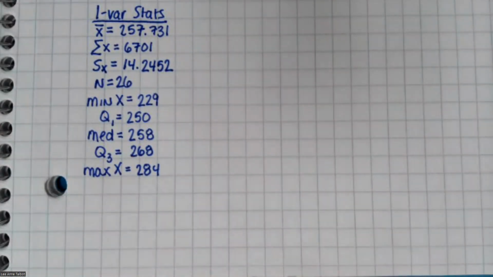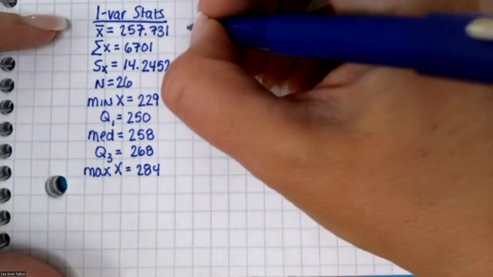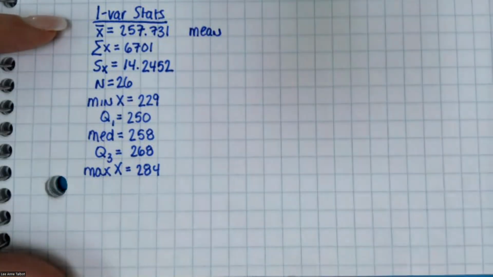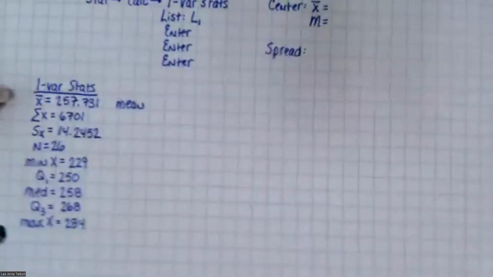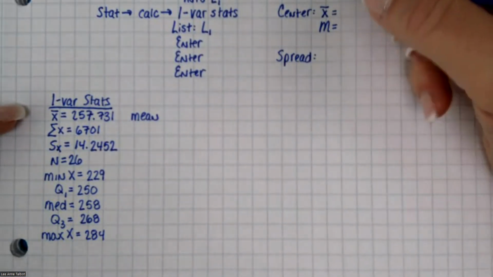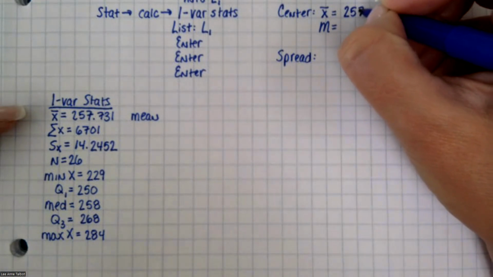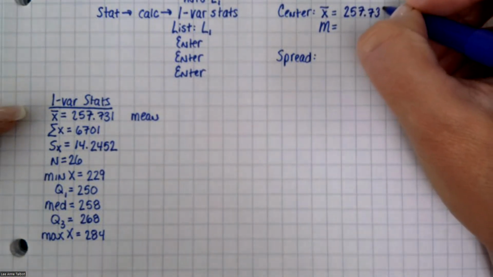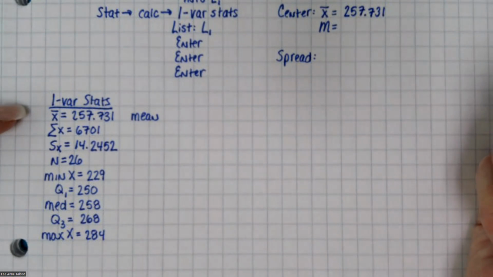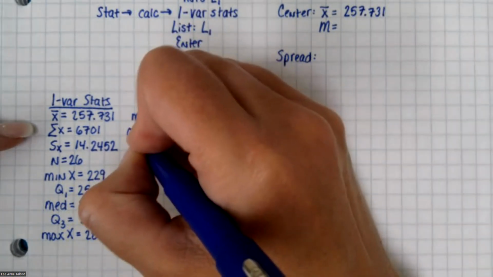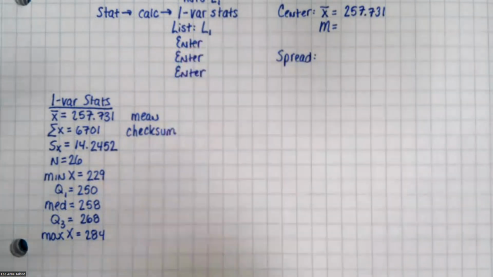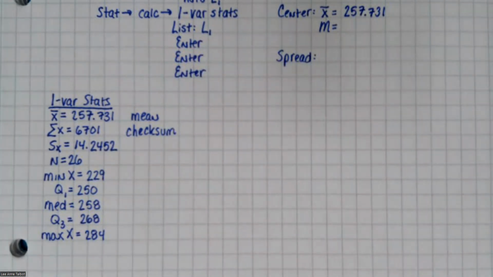Okay, now we're going to make some notes about what these things are and what we're going to use them for. So this top one here is the mean, which you can transfer here. This one is called the checksum. It's actually not called the checksum. That's a lie. It's all the numbers that we typed in added together. We use it as a checksum. So that's the number we use to make sure that we typed our numbers in correctly.